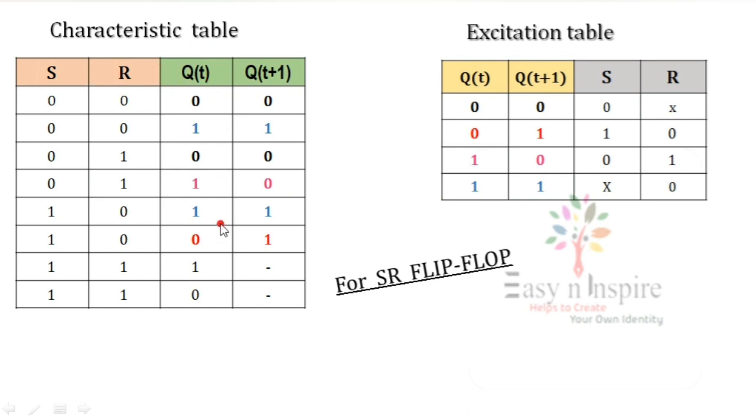This is the characteristic table of SR. These two are inputs. This is Q of T, that is nothing but the present state. This is the next state. This characteristic table is derived from the truth table and states of the SR flip-flop: different states like no change state, reset state, set state and invalid state. Based on those values I am mentioning present state and next state values here.